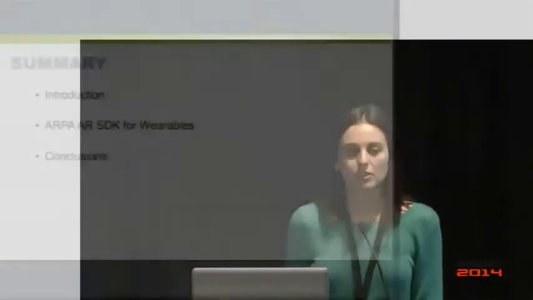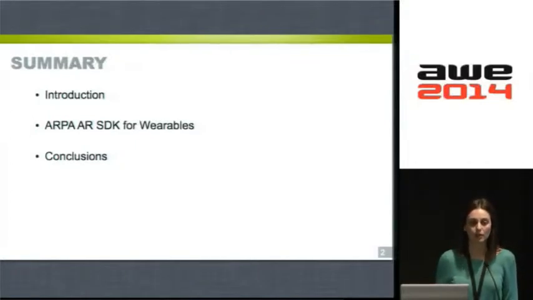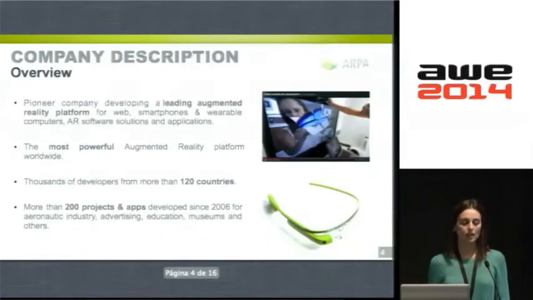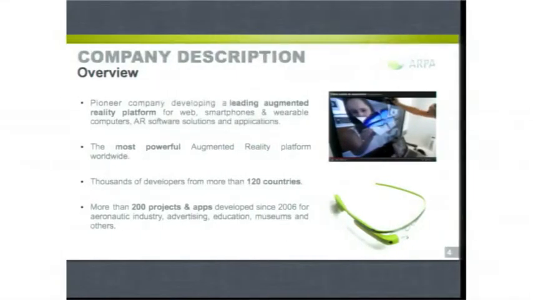In this presentation, I want to briefly introduce the company and what we do. Then I will explain our solutions for wearable devices, and finally I will recap the main features. So, ARPA Solutions is a pioneer company developing augmented reality technology. Since 2006, we have created an AR platform that has been tested in more than 200 projects and applications, which makes it one of the most important for wearable devices and smartphones.